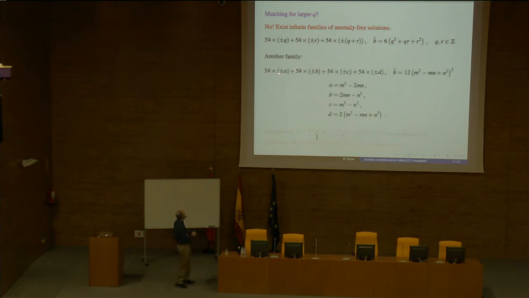If you have 4 different charges, here's a set of 4 charges, 54 of each of them, where A, B, C, D satisfy these simple expressions in terms of 2 non-negative integers, m and n, and we get another infinite family. Okay, so this is perhaps not surprising from the simple Diophantine equations that I wrote down.